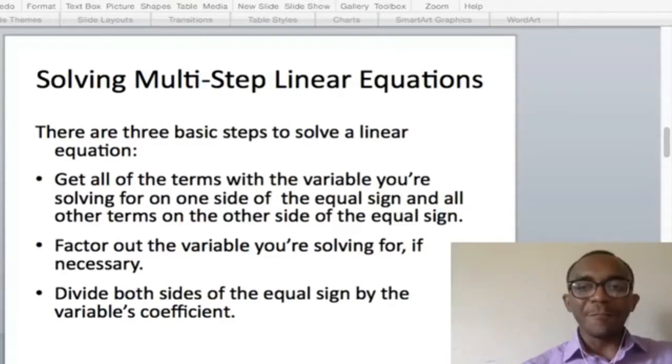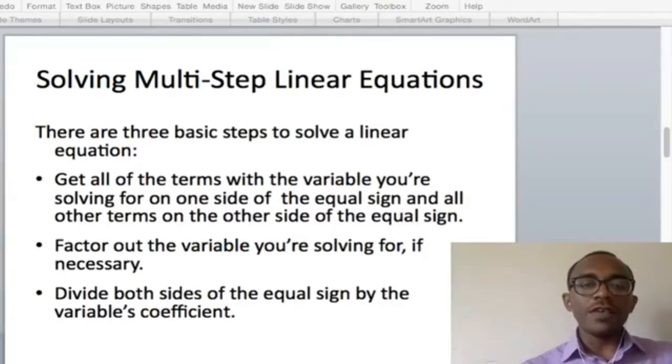Let me repeat again. To solve a linear equation, first and foremost, get all of the terms with the variable you are solving for on one side of the equal sign, and all other terms on the other side of the equal sign. We're going to do practice so it becomes easy for you. So far, just try to keep up with me. Don't worry, we're going to go through practice, and you're going to see how easy it is.